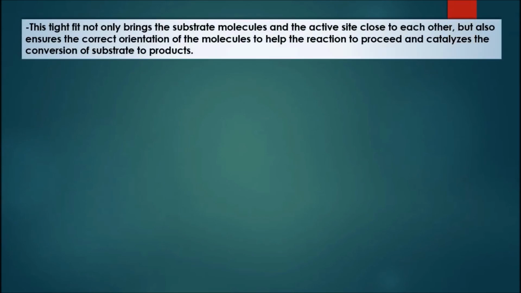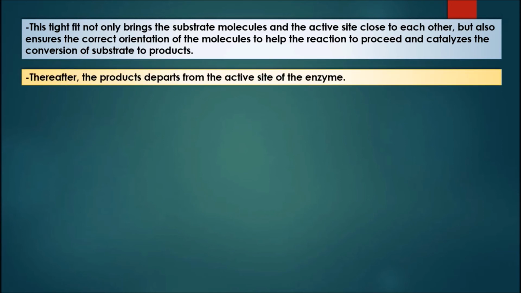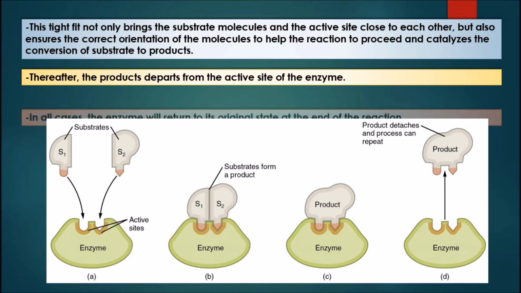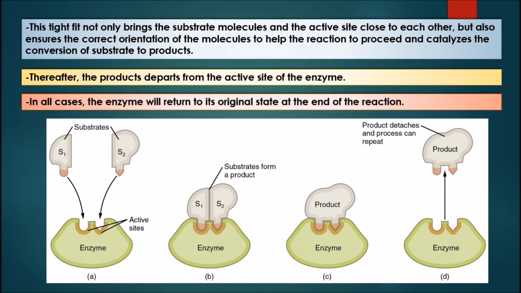The tight fit not only brings the substrate molecules and the active site close to each other, but also ensures the correct orientation of the molecules to help the reaction proceed and catalyzes the conversion of substrate to product. Thereafter, the product departs from the active site of the enzyme. The enzyme is then free to take another substrate molecule into its active site. In all cases, the enzyme will return to its original state at the end of the reaction.